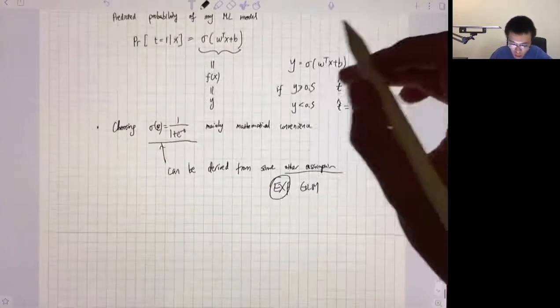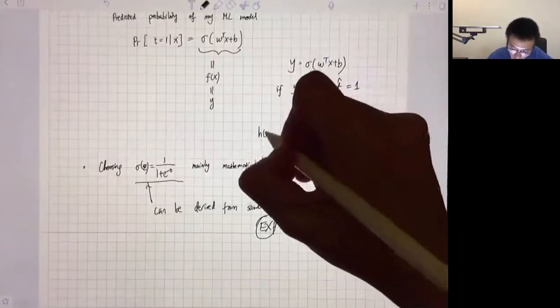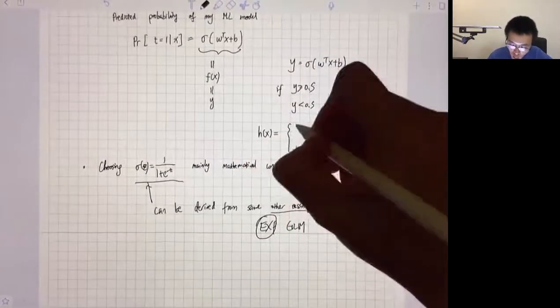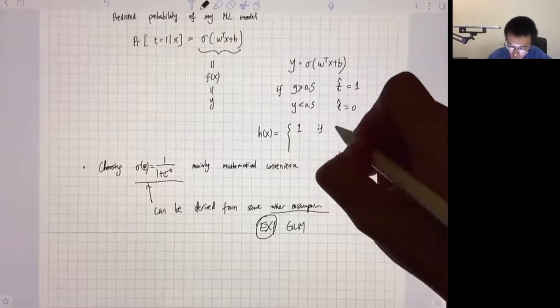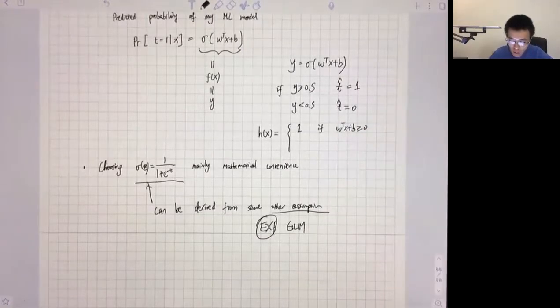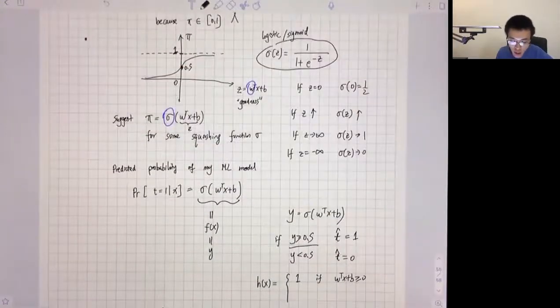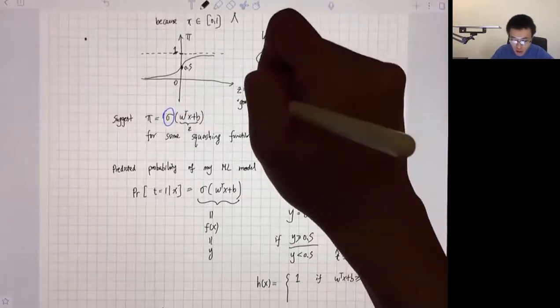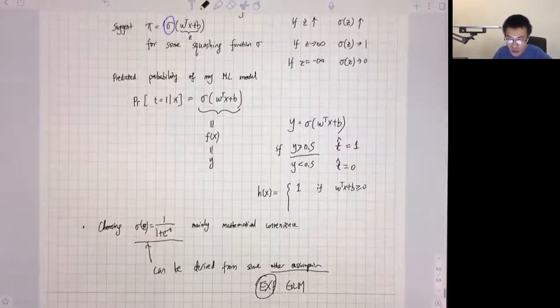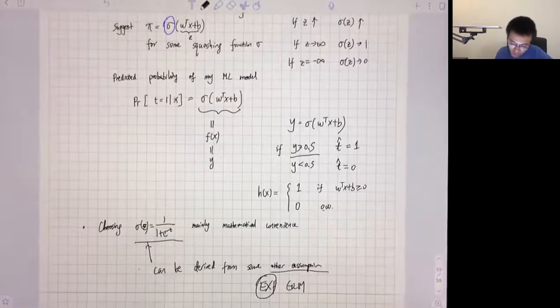So this can also be represented by my hypothesis function h of x is 1 if w transpose x plus b is greater than or equal to 0, right? Because I'm saying y is greater than or equal to 0.5, then if y is greater than or equal to 0.5, then the goodness function is greater than or equal to 0. And 0 otherwise. Okay. So now we have a good notation for classification.